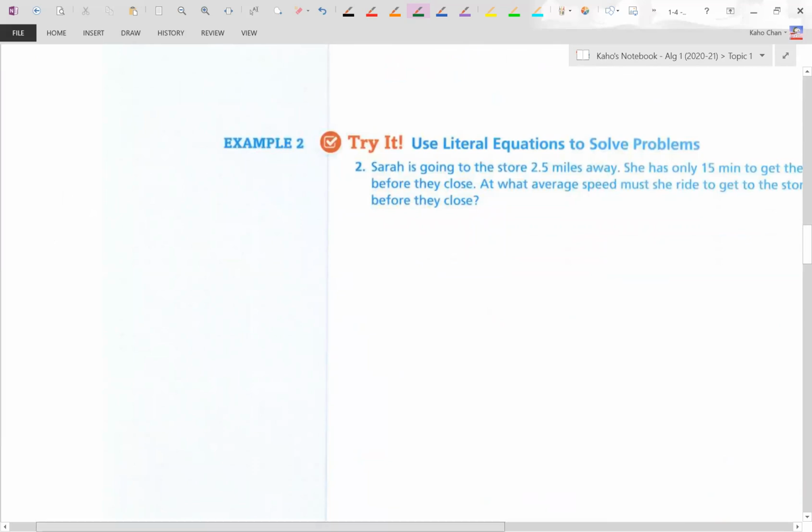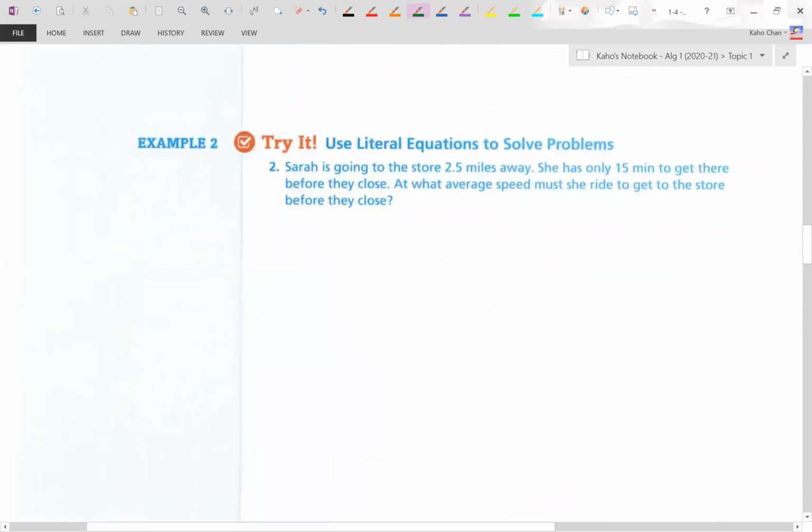All right. Sarah is going to the store 2.5 miles away. She has only 15 minutes to get there before they close. At what average speed, let me underline that, must she ride to get to the store before they close?